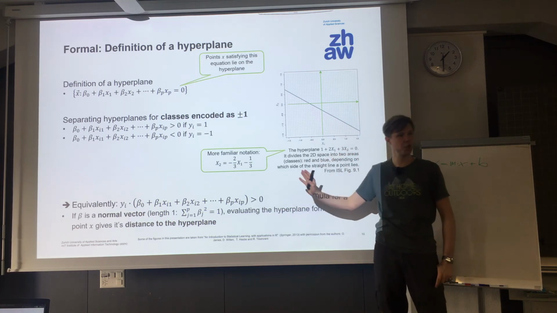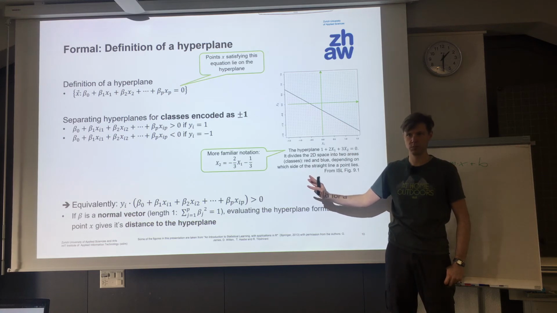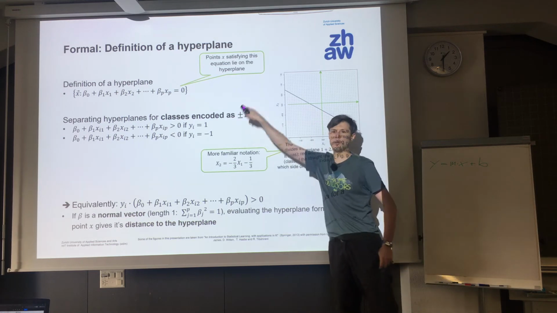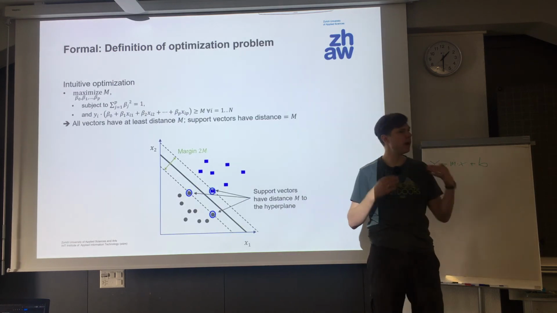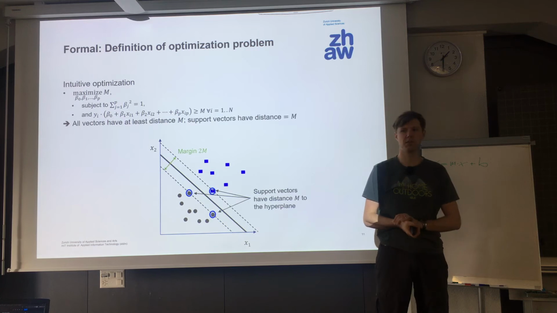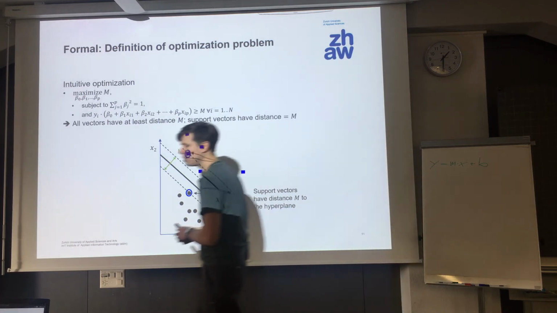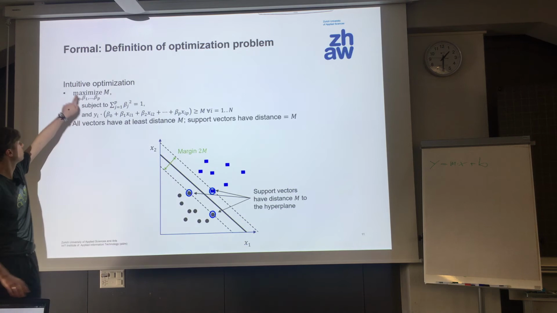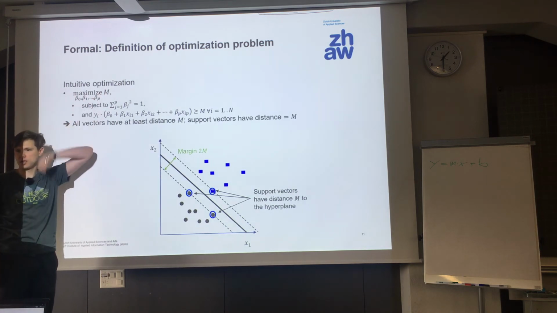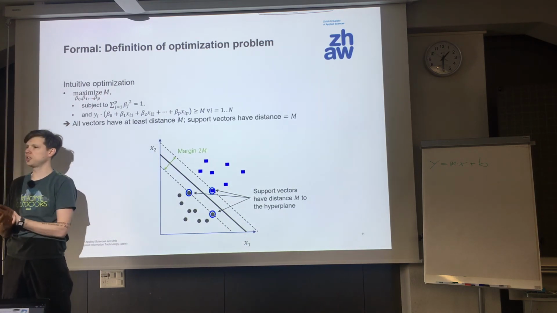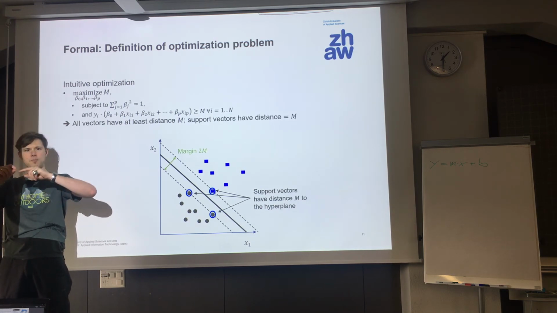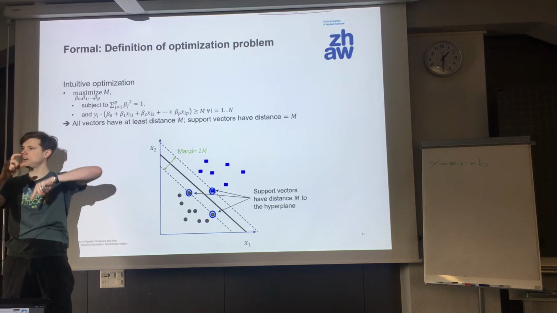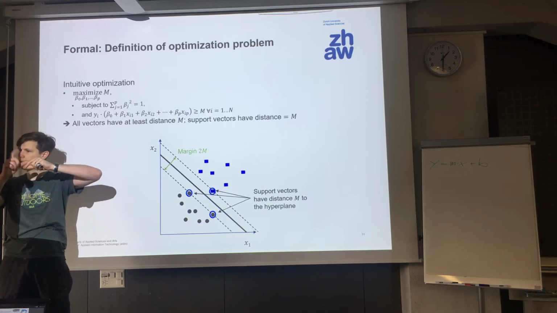Good. That's the definition of the hyperplane we will use, and the definition of how we encode the labels. The question now is, how do we find the optimal hyperplane? How do we maximize the margin? So intuitively, we can optimize it as follows. What we want to maximize is m, the margin. And by definition, the margin is the distance to the closest point on any side of the line. We want to maximize that. That's the definition of the margin.